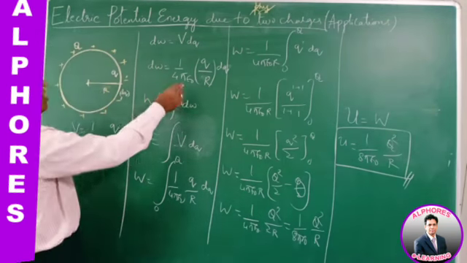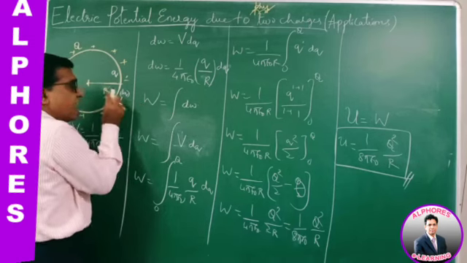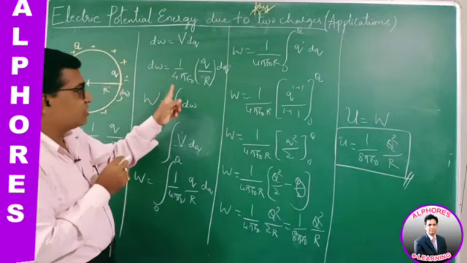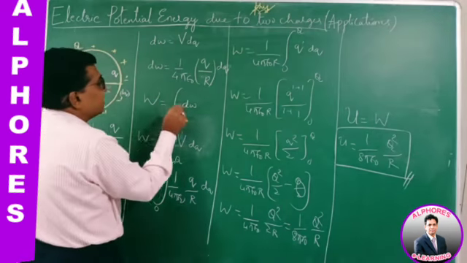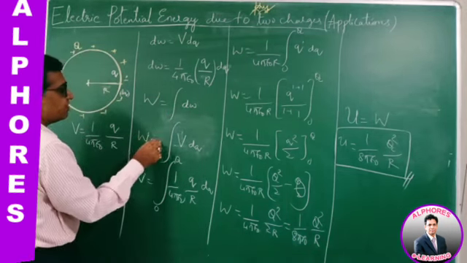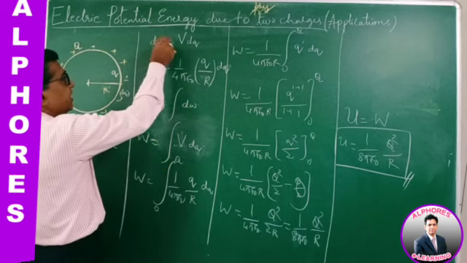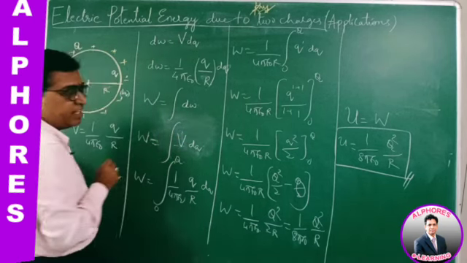So the sum of all the work done in adding these elements is the total work done, the integral of dW. W is equal to the work done. The integral of dW is V dq, so it's V dq like this.